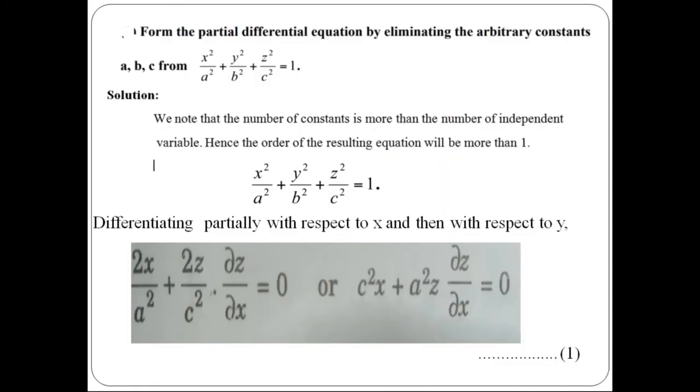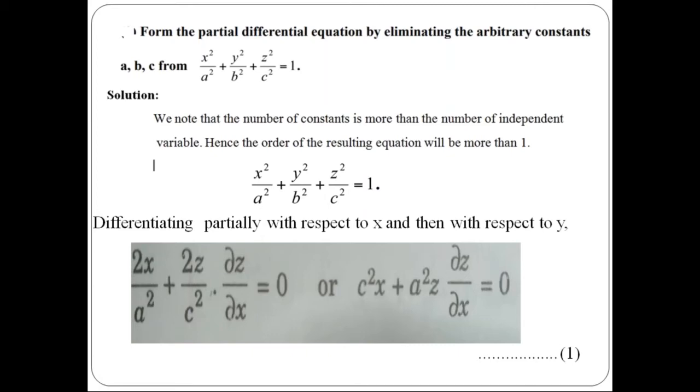Now this is a question. Another example: form the partial differential equation by eliminating the arbitrary constants a, b, c from x square upon a square plus y square upon b square plus z square upon c square equals 1. Now this is the equation given to you. Obviously a, b, c are arbitrary constants, and z will be a function of x and y. Here it is not written that z is a function of x and y. I have already explained, whenever there is an equation containing x, y, z, you should automatically take z as a function of x and y.